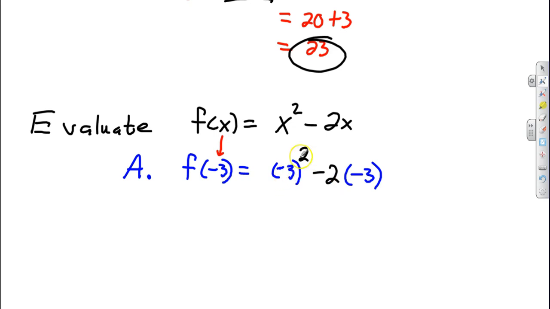So now you've got negative 3 squared. Well, negative 3 times negative 3 is 9. Negative 2 times negative 3 is a positive 6. 9 plus 6 is 15.